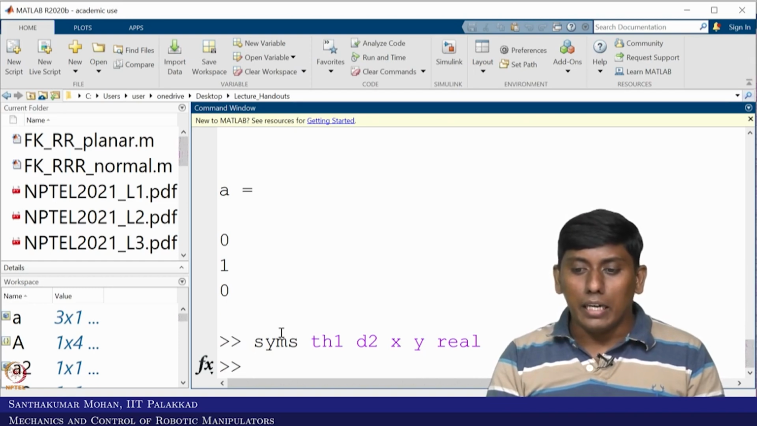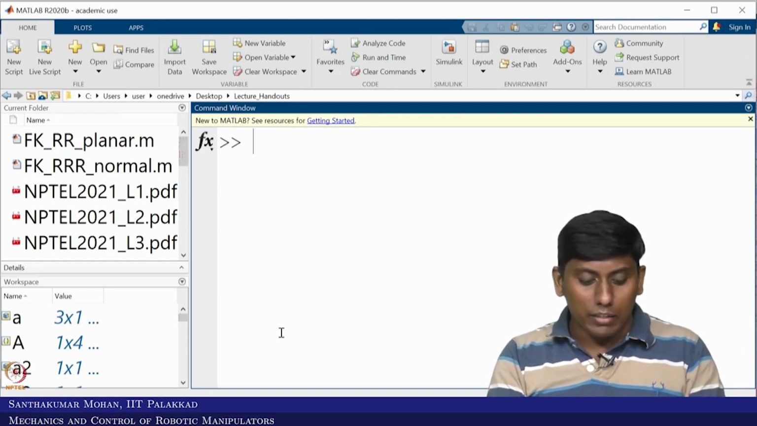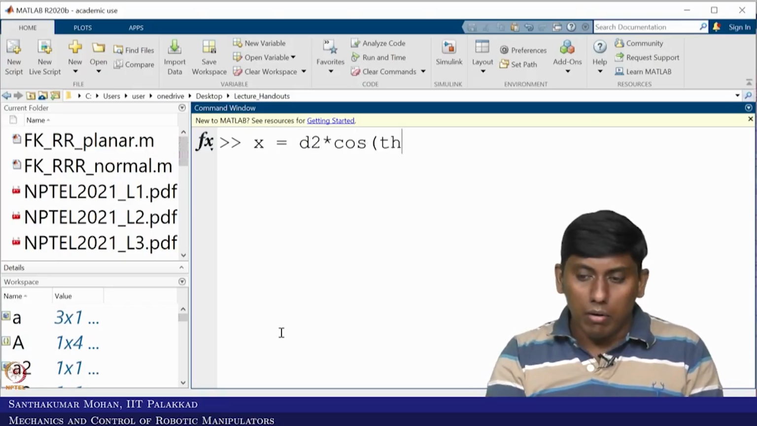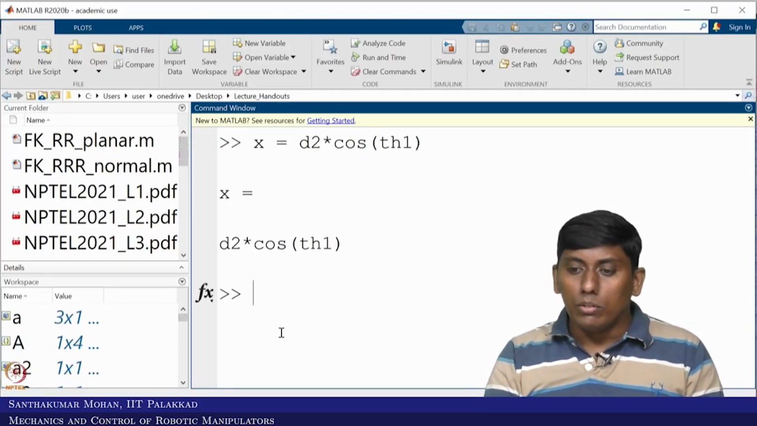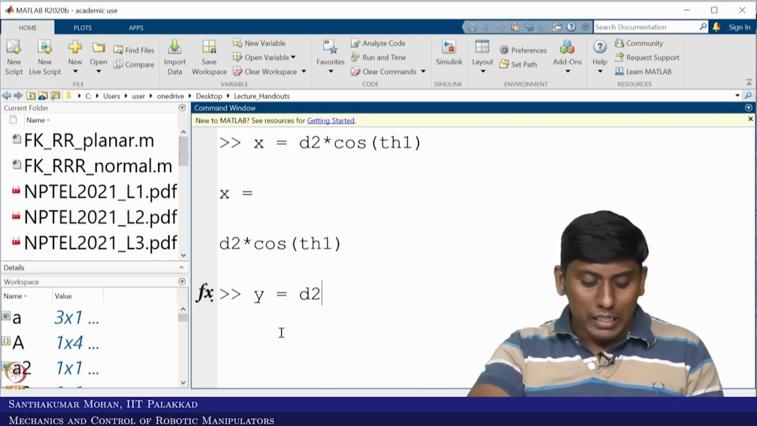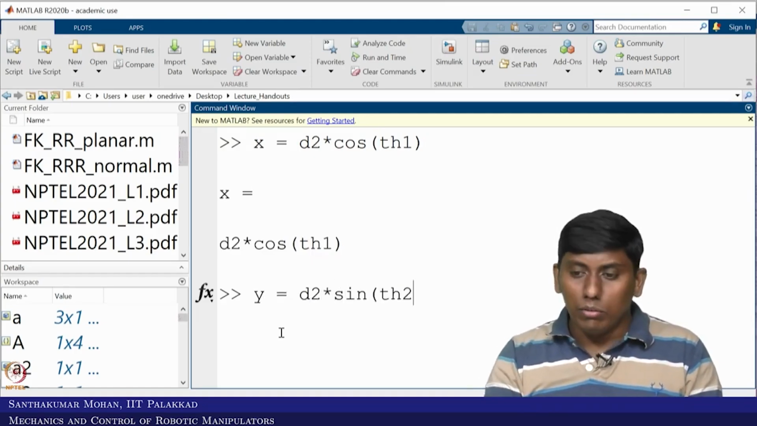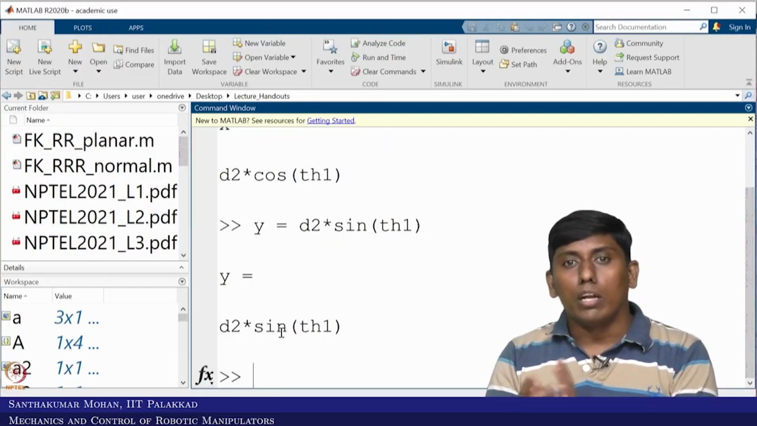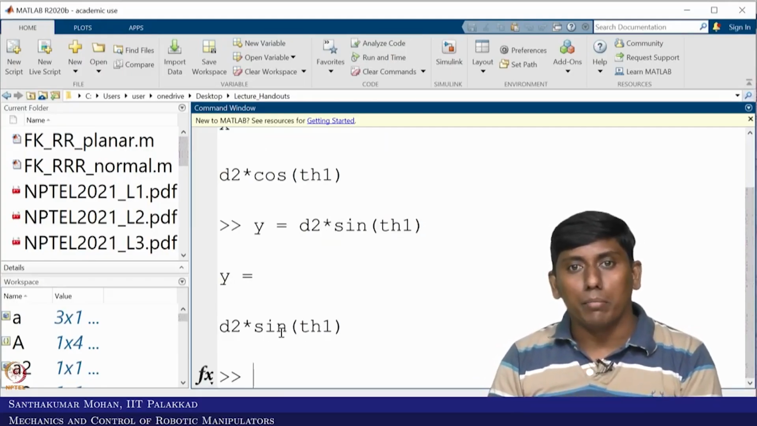So now you can see I am actually writing it. x is d2 cos theta 1, and y is d2 sin theta 1. You can recall the RP manipulator we have run. So this is already the forward kinematic solution.